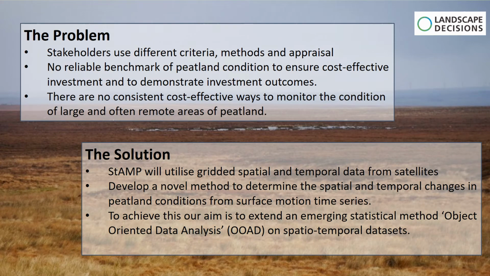So these monies are then distributed between different peatland restoration stakeholders, and this is where the problem begins, because stakeholders use different criteria, methods and appraisal of peatland restoration, and this makes it very difficult to measure success across the board. And this is because there isn't a reliable benchmark of peatland condition which would ensure cost-effective investment and demonstrate the investment outcomes across the board.